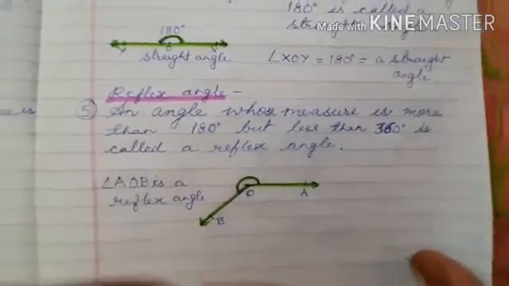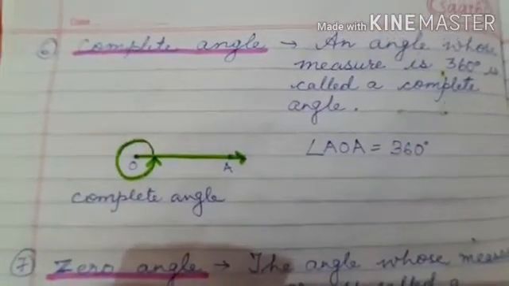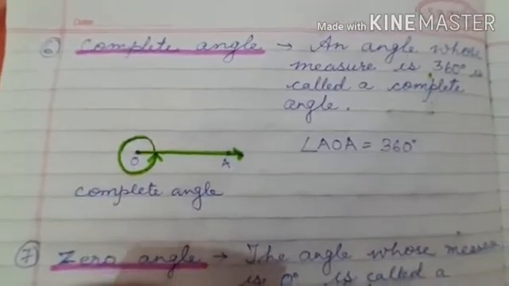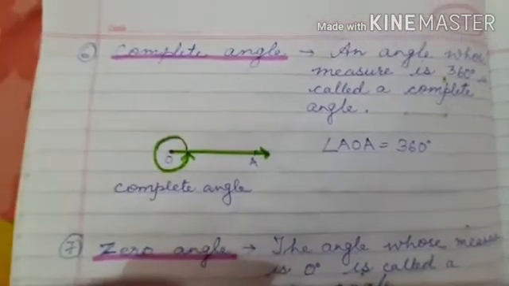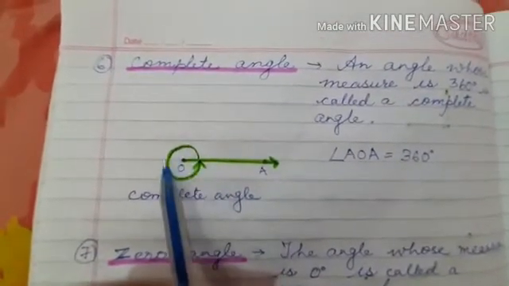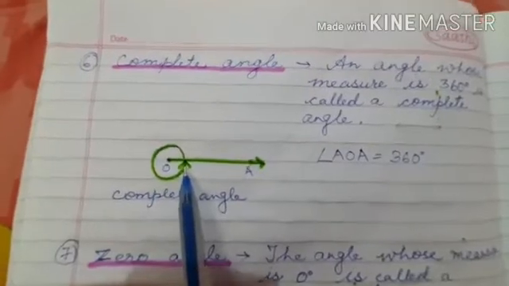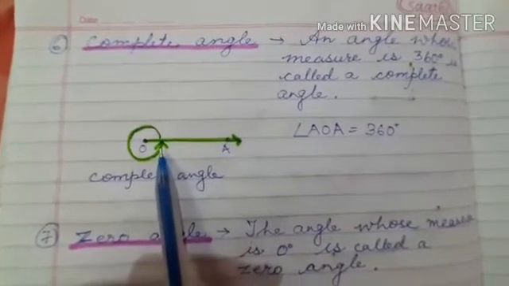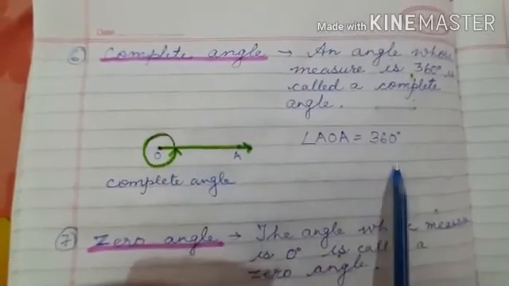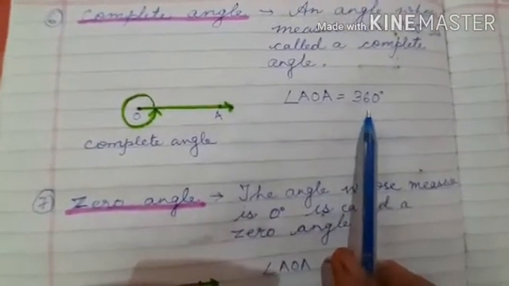Next is complete angle. An angle whose measure is 360 degree is called a complete angle. So angle AOA, you can see this, it starts from here and makes a round and comes back to the initial point, then it makes a complete angle and it measures 360 degree. So it is a complete angle.